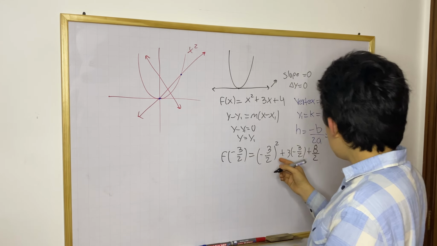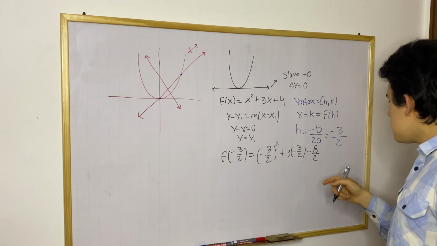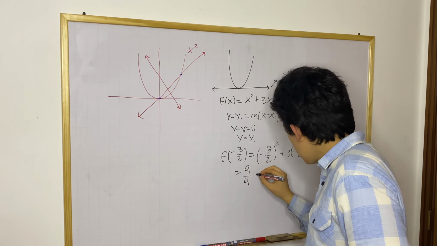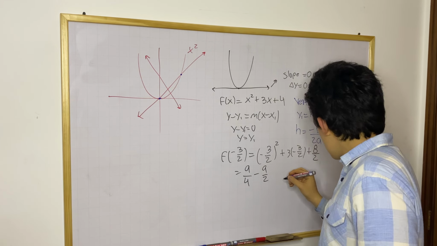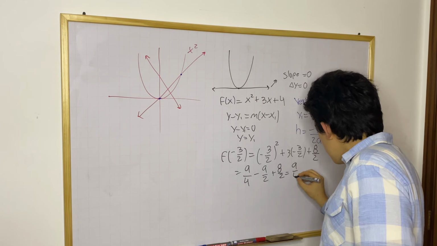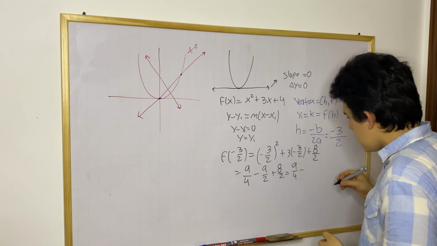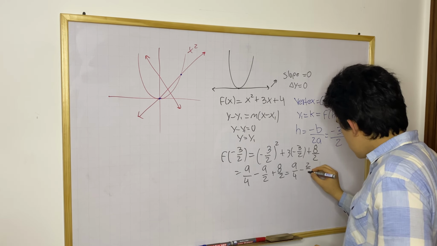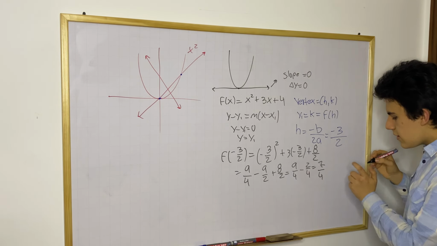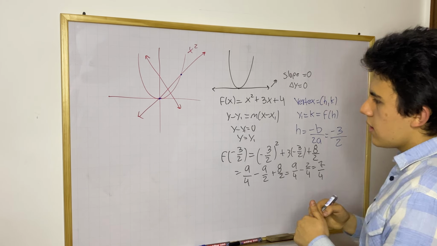Now this is the same as, this is gonna be 9 over 4, this is gonna be minus 9 over 2, so we have 9 over 4 minus 9 over 2 plus 8 over 2. This is going to be 9 over 4 minus 1 over 2, which is the same as if we had minus 2 over 4, and this is 7 over 4, okay? Now this 7 over 4, I'm going to continue down here. 7 over 4 is equal to k, okay?